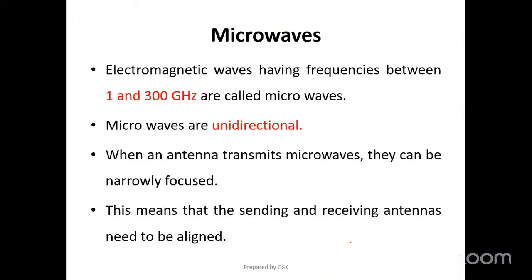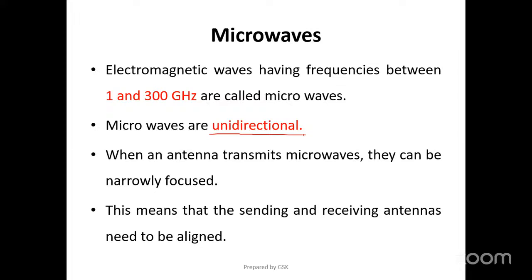The second type of waves is microwaves. Electromagnetic waves having frequencies between 1 gigahertz and 300 gigahertz are called microwaves. Microwaves are unidirectional, whereas radio waves are omnidirectional, as we just covered. Radio waves are omnidirectional, but microwaves are unidirectional.